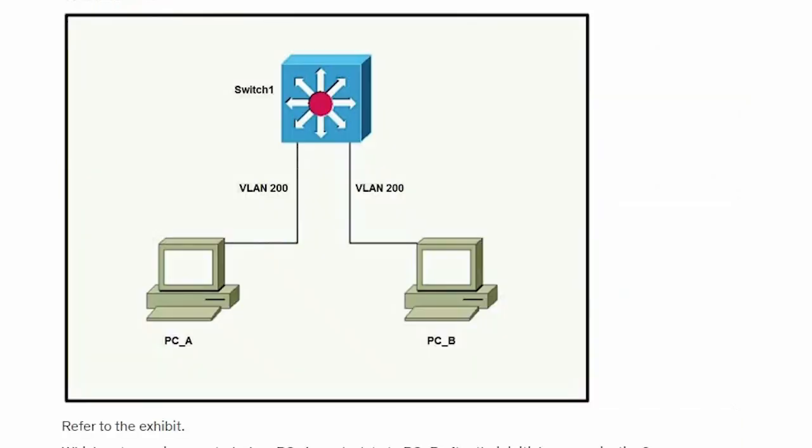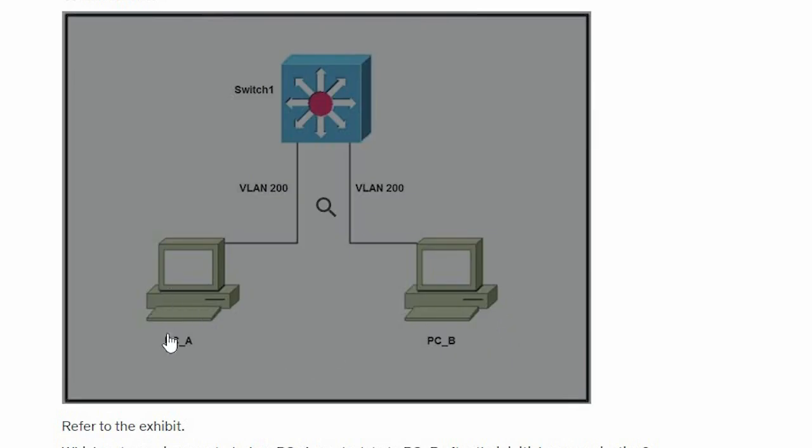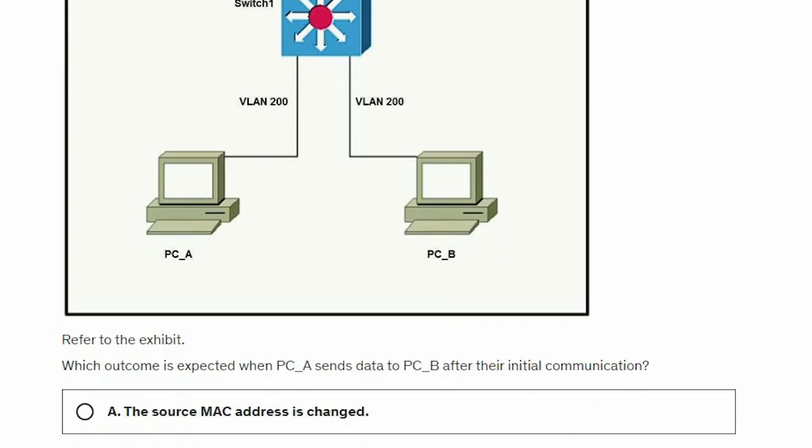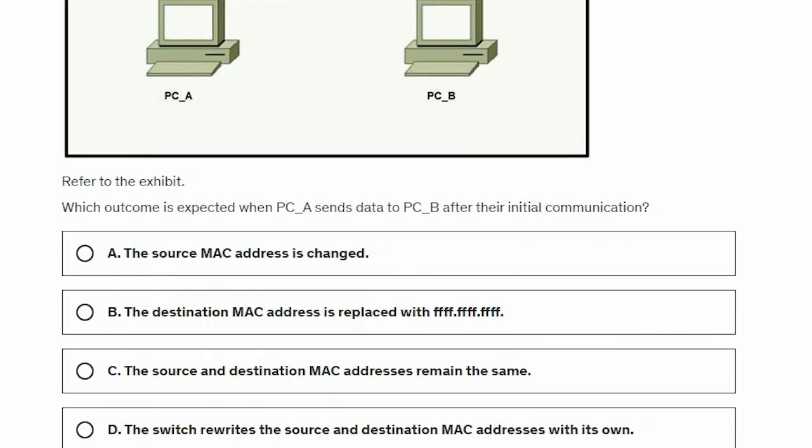Question number 5. We have a switch and we have two devices on the VLAN. VLAN 200, PC1, PC2 on a switch. The question says, refer to this exhibit or this scenario. Which outcome is expected when PCA sends data to PCB after the initial communication?